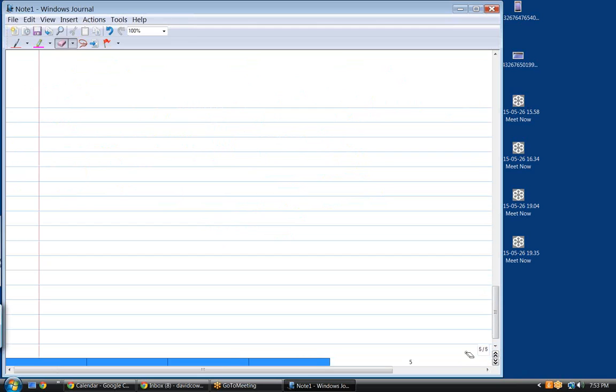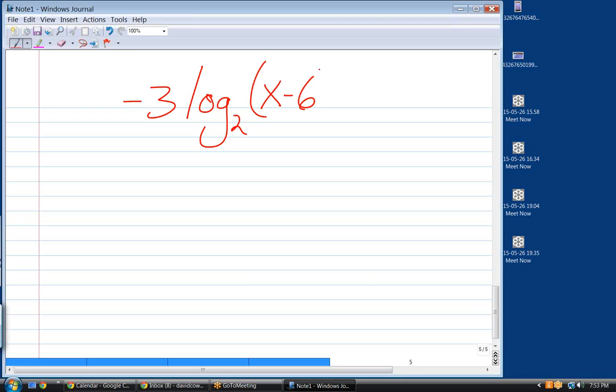This one wants to determine the range and domain of the function. For -3 log base 2 of (x minus 6) plus 4. What's the range of that?